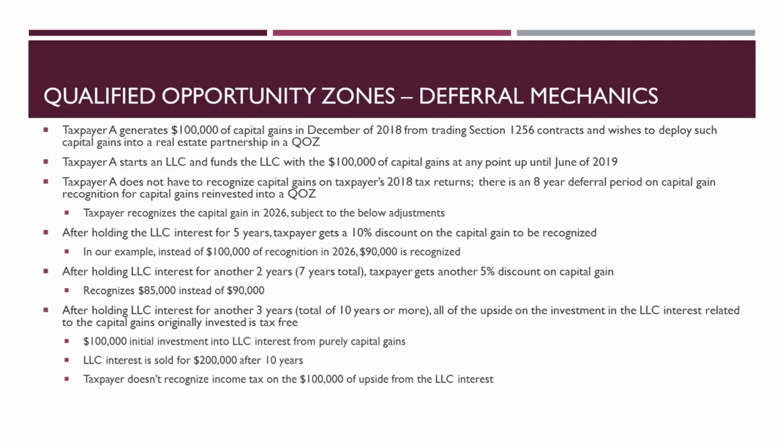Okay? So as long as the taxpayer starts this LLC and funds the LLC with the capital gains, you would make an election on Form 8996 on your personal tax return or a partnership tax return, and that's the certification mechanism that the IRS looks for in order for them to be noticed by you that you are a QOF and you're electing to defer these capital gains. Okay?